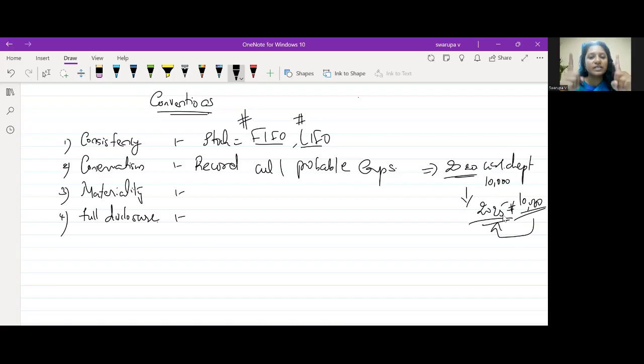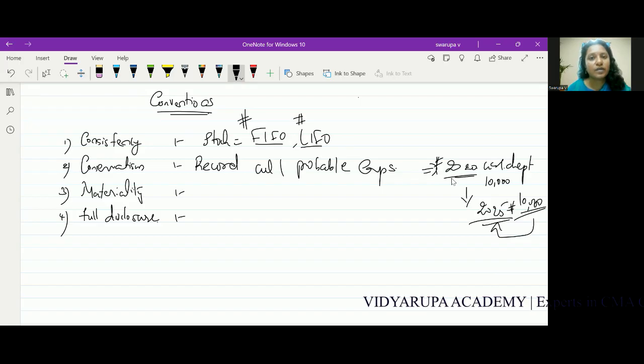Matching concept says the income and expenses of 1 year should be matched. This is an expense relating to 2020. If I record it in 2025, my profit is going to come down by that amount. So my financials will not reflect the correct position as of today. This year's profit will not be reflected correctly. So what do we have to do? We need to record it in 2020 itself as per the conservatism concept.